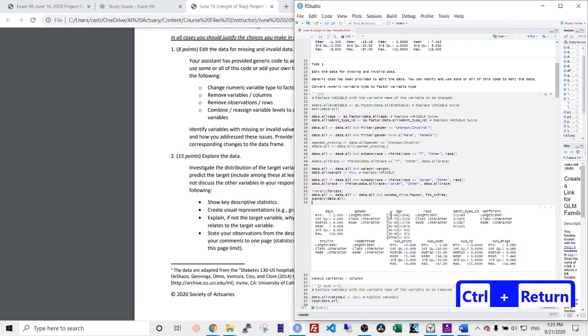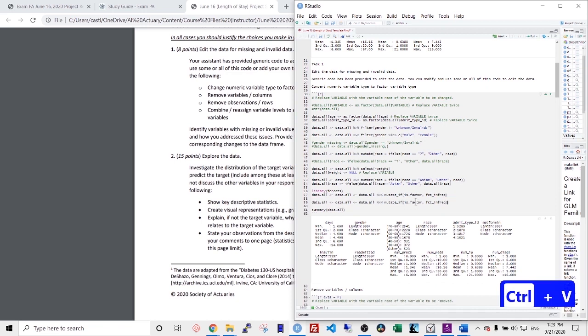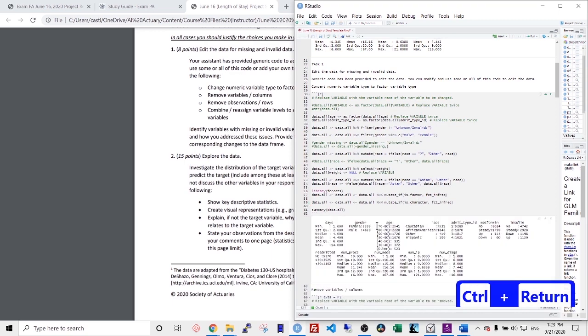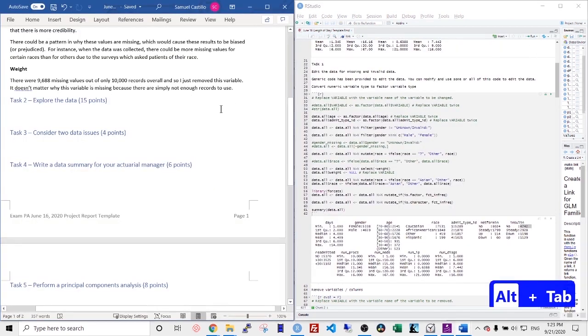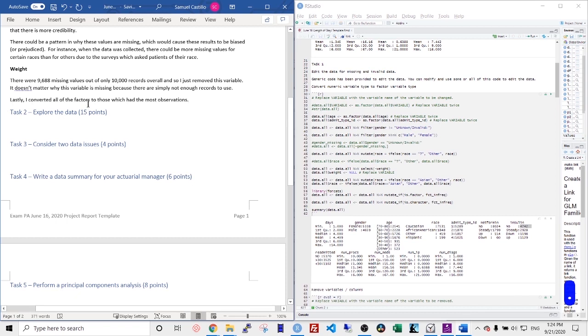So for instance, age, the base level is always the first one that appears. 70 to 80 has the most observations, 2,541. Admit type 1 also has the most observations. And I still see that there are some characters. So what I would also do is just copy this and then mutate_if is.character, also convert it to factor in frequency. Now if I look, I'll see gender, base level is female, race, base level Caucasian, metformin, base level no, insulin, base level no, etc., etc. And I would just add that comment to the statement here. Lastly, I converted the factors' base levels to those which have the most observations.